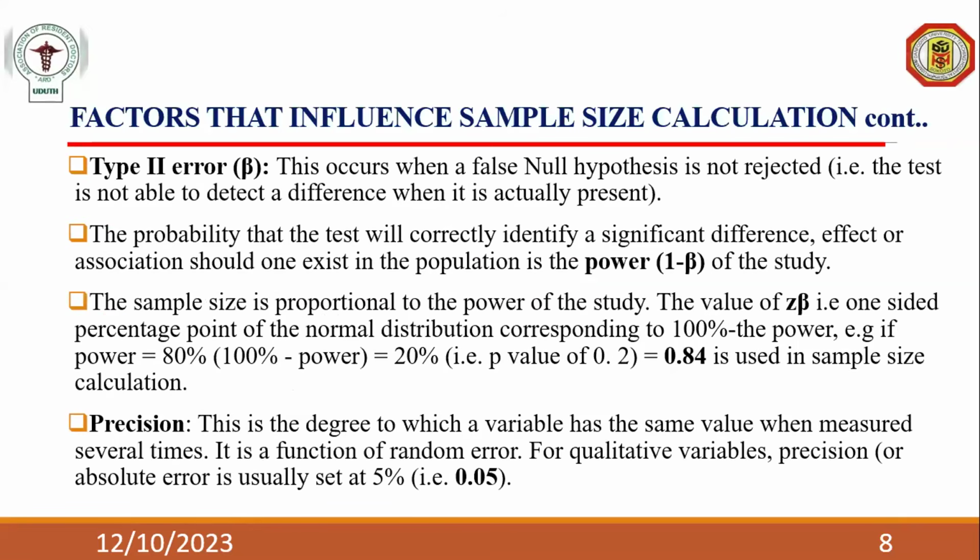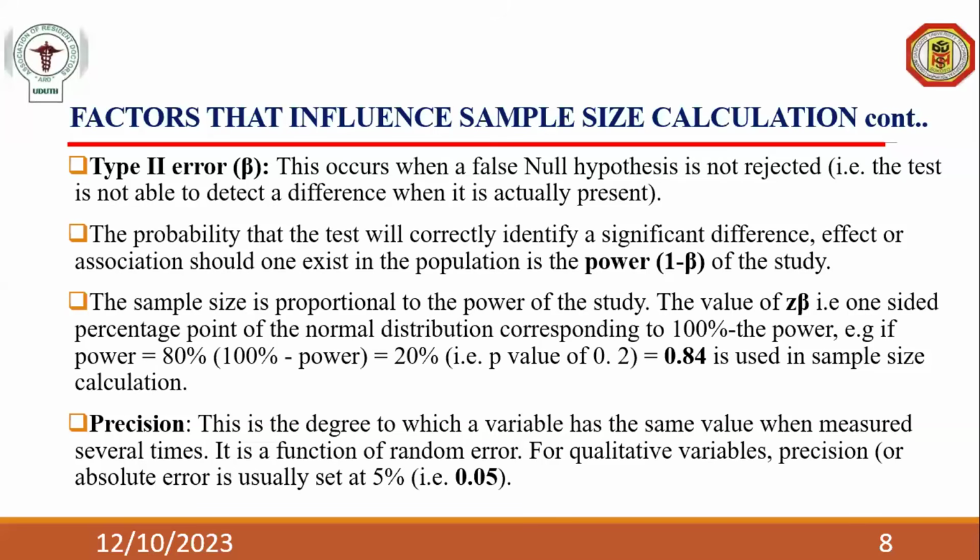Another factor is what? Type 2 error. What is type 2 error? Type 2 error is an error that occurs when a false null hypothesis is not rejected. That means your null hypothesis was supposed to be rejected, but you fail to reject it due to some errors you went through during your research processes. When you do that, you commit a type 2 error. This means that the test is not able to detect the difference when the difference is actually there.